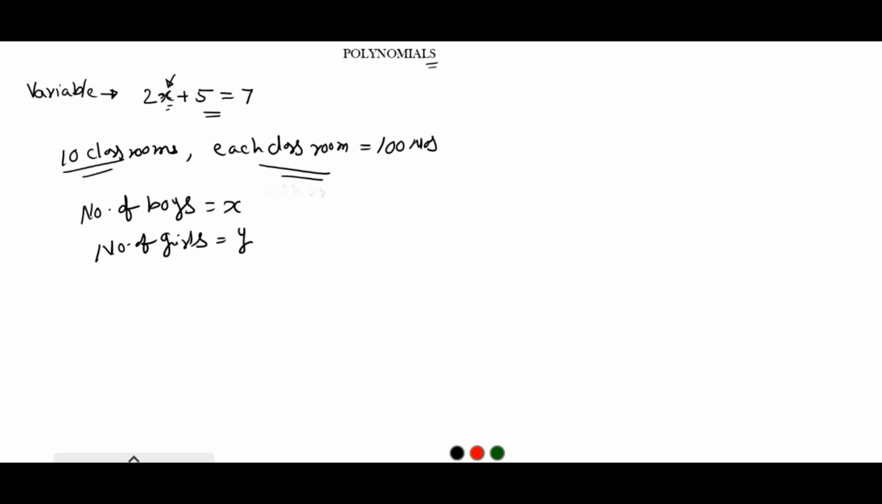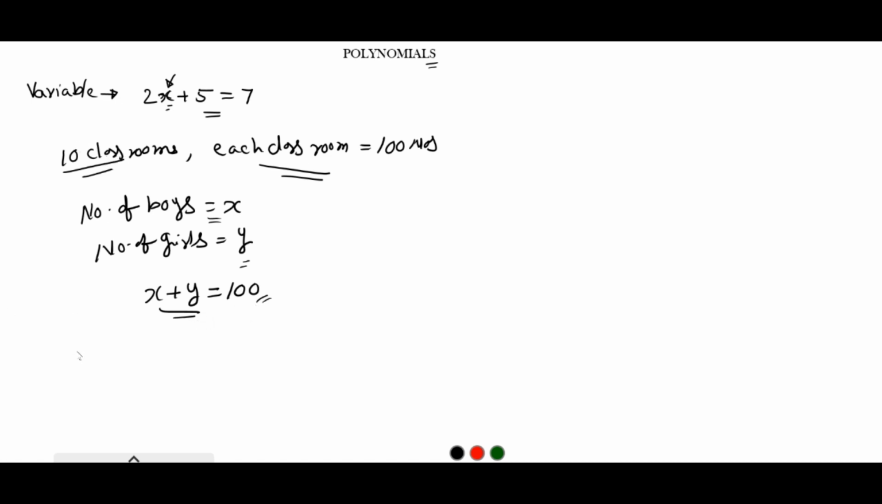We know that total classroom strength is 100 members, so x plus y is equal to 100. This equation needs to be satisfied for all the classrooms. Each classroom has 100 members. In each class, the number of boys is x and the number of girls is y. So x plus y is equal to 100, and this needs to be satisfied for all the classrooms.